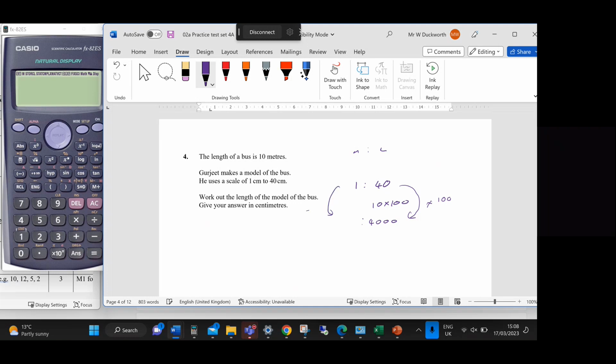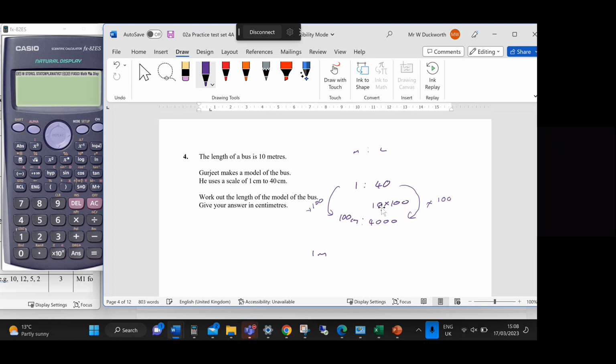So I need to times by 100 there. So it would be equal to 100 centimeters or 1 meter. I don't feel like I've done that right. I haven't done that right.